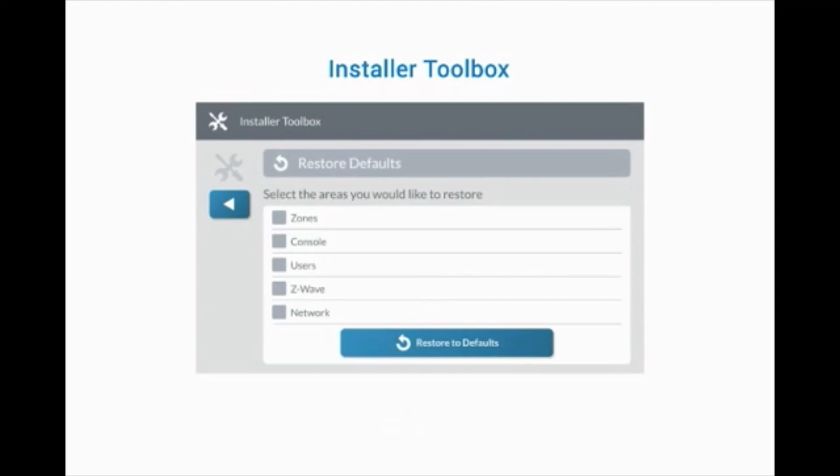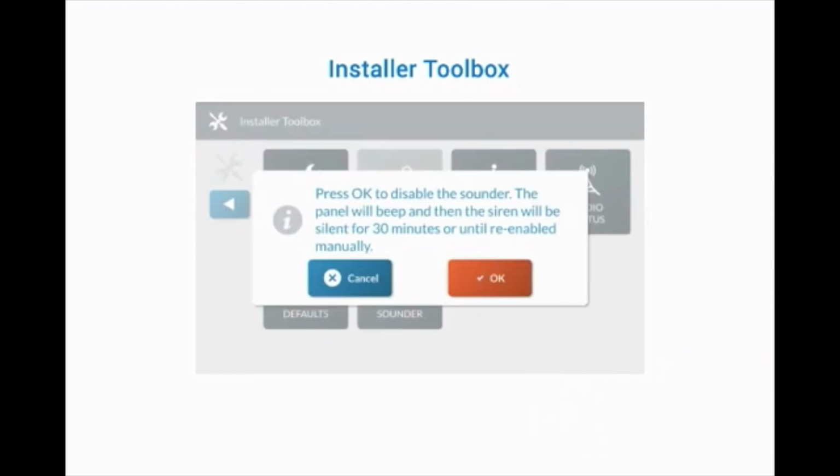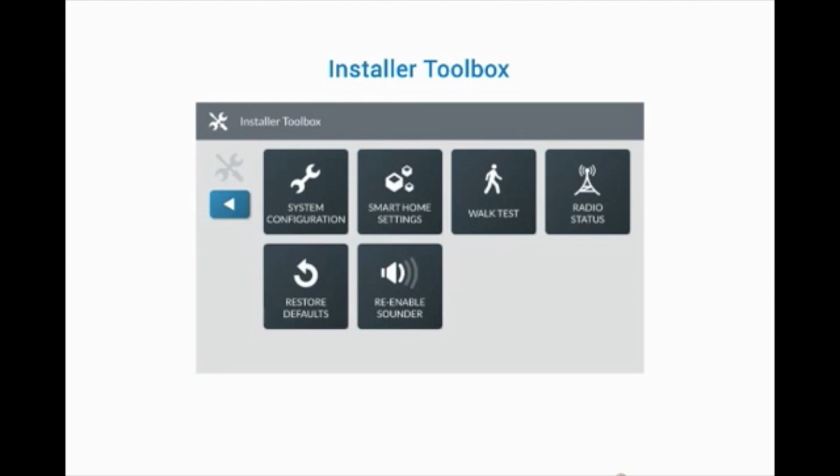By pressing Restore Defaults, the user can default any selected sections. Pressing Disable Sounder will disable the sounder for 30 minutes. To re-enable the sounder before 30 minutes have passed, press Re-enable Sounder.